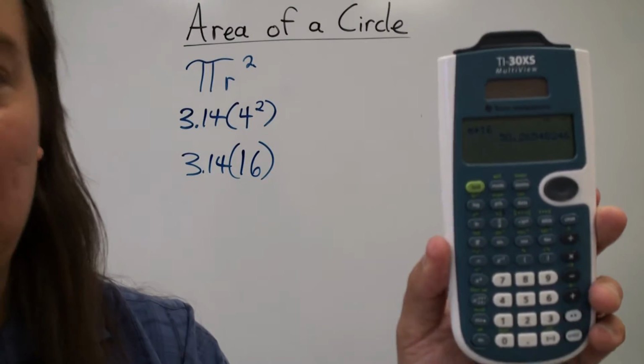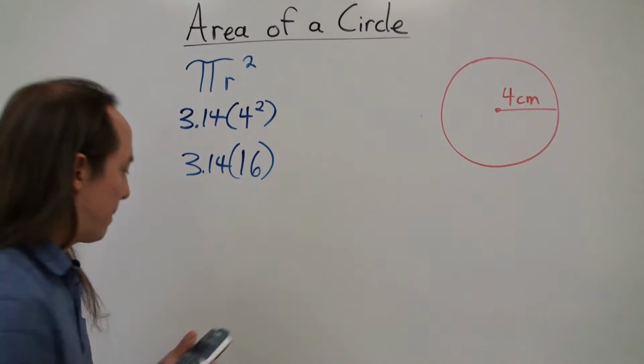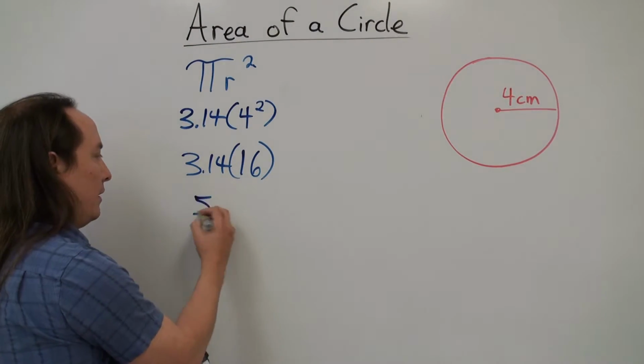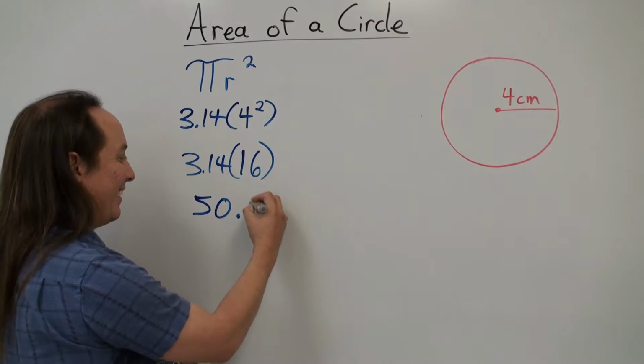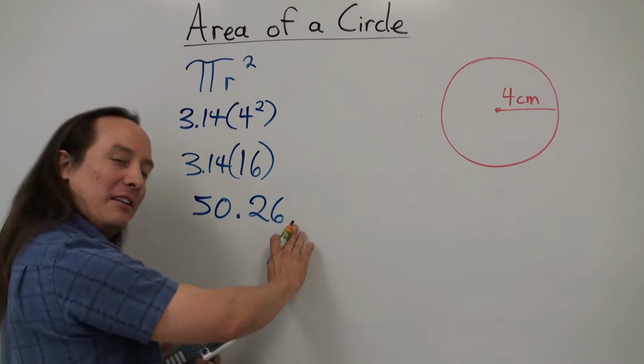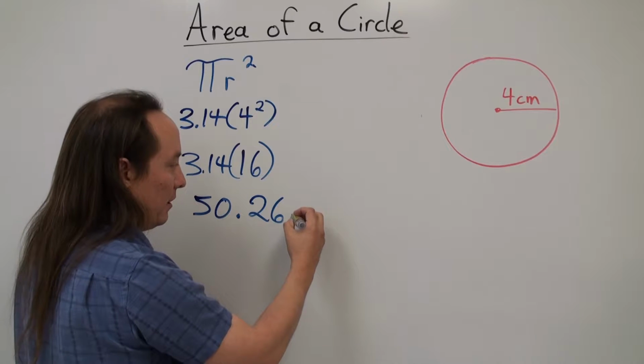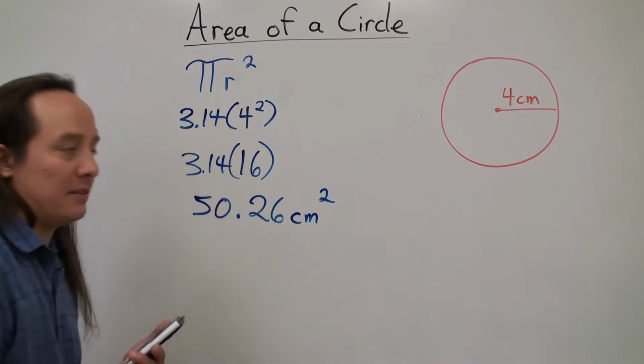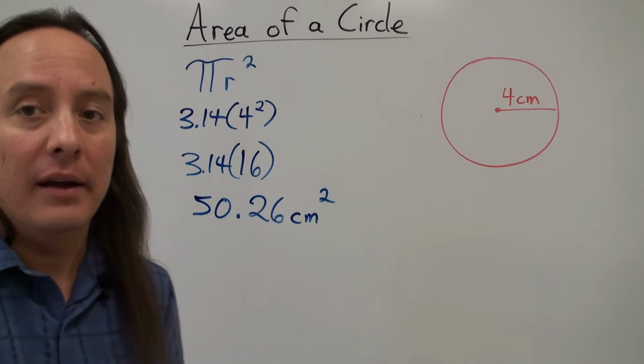50.2654. It's a big old decimal. I'm just going to put 50.26, okay? Or 27, I'll round it up. I'll just write it down the same. And then we know that this decimal goes on for a long ways, but I'm not going to worry about that right now. So that's the answer, 50.26 centimeters squared.